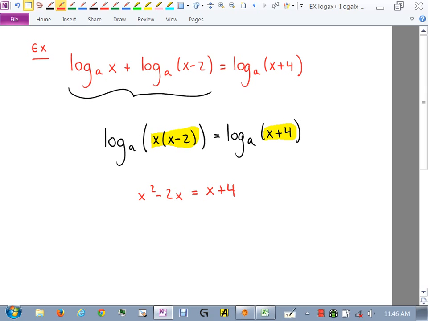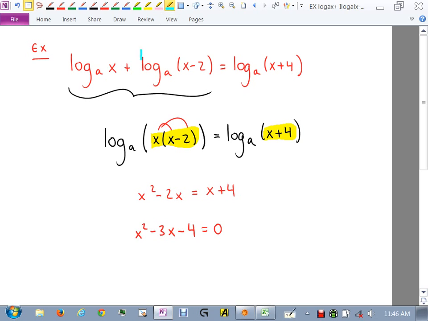I distributed on the left side before I put them. I did that multiplication through. What type of equation is this? Quadratic, because of the squared, right? So let's get everything to one side. I will subtract x. I will subtract 4. So x squared minus 3x minus 4 equals 0.